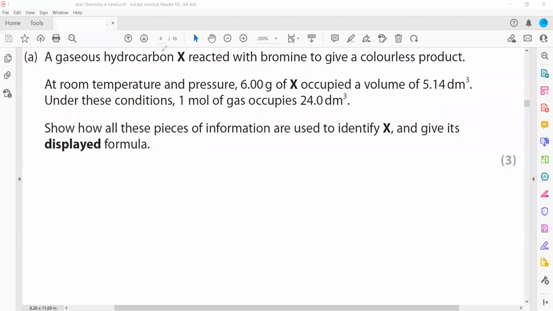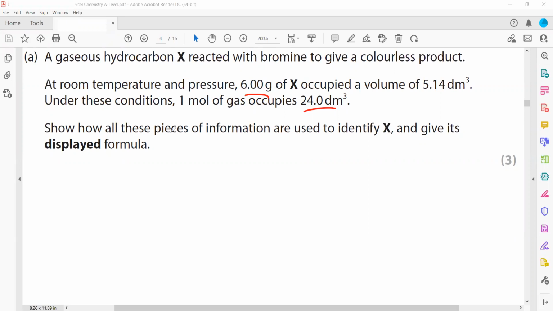A gaseous hydrocarbon X reacted with bromine to give a colorless product. At room temperature and pressure, 6 grams of X occupied 5.15 dm cube. Under these conditions, 1 mole of a gas occupied 24 dm cube. Show how all these pieces of information are used to identify X and give its displayed formula.